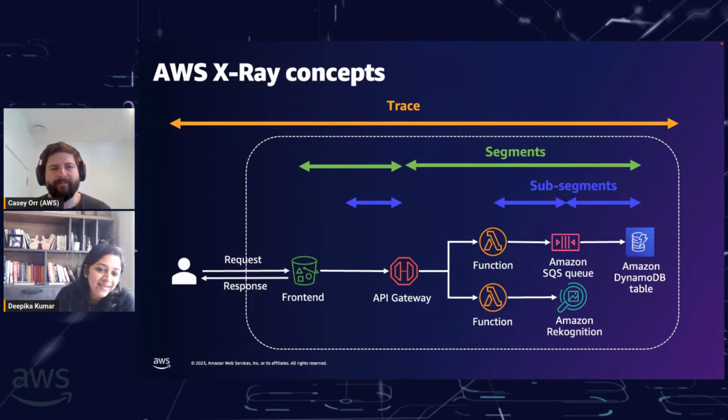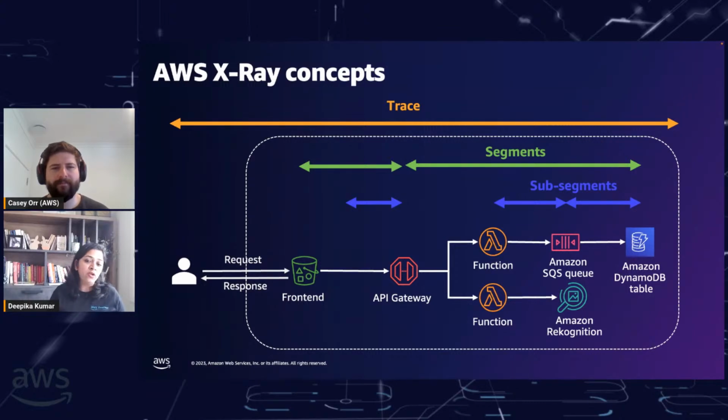On the slide, I'll explain how X-ray works. There are three main concepts of X-ray: traces, segments, and subsegments. You can think of a trace as the application-centric, end-to-end request: how the request originates from the user side, travels through different services like S3 bucket, API Gateway, Lambda, and is then presented back to the user. So a trace is like an end-to-end user request.